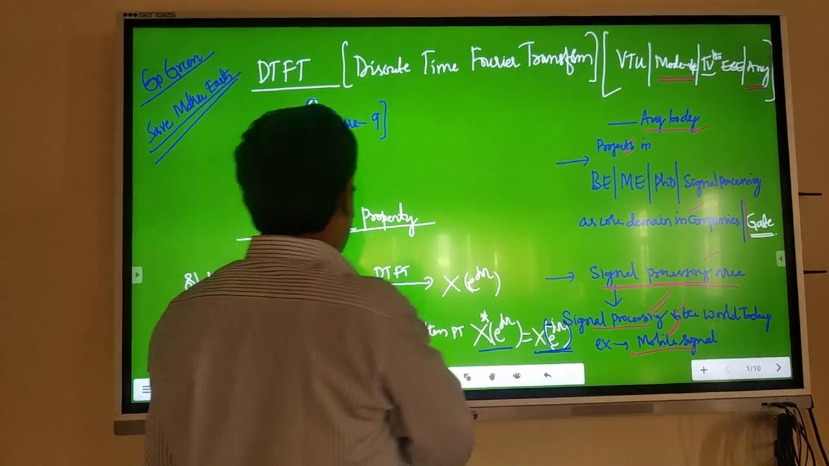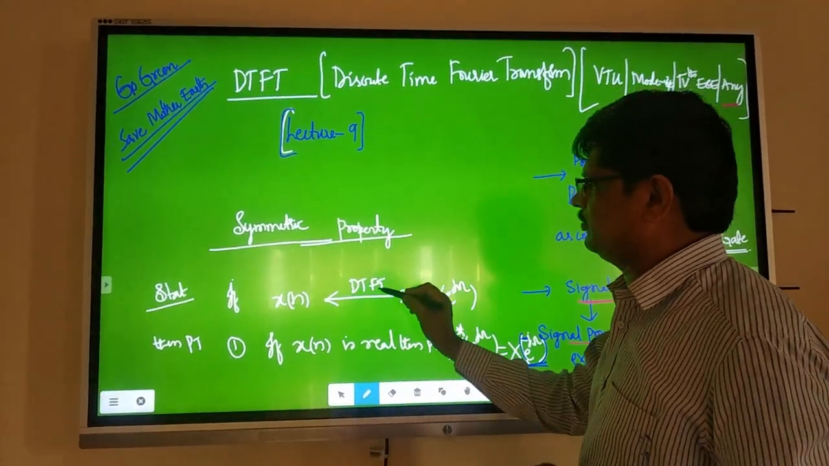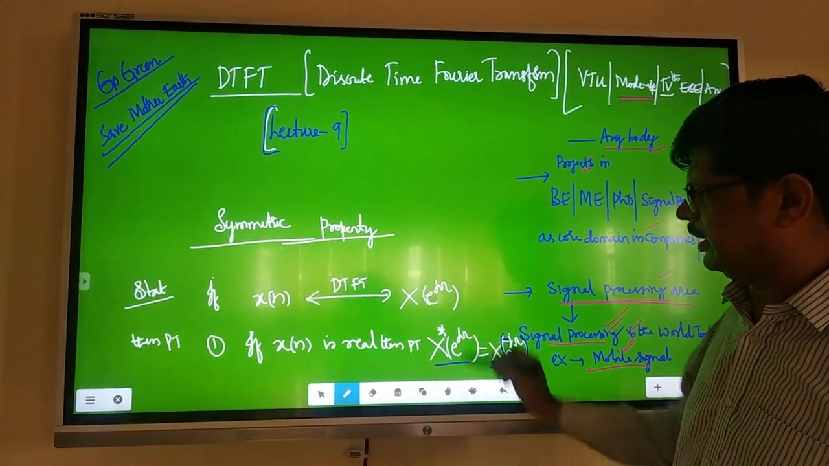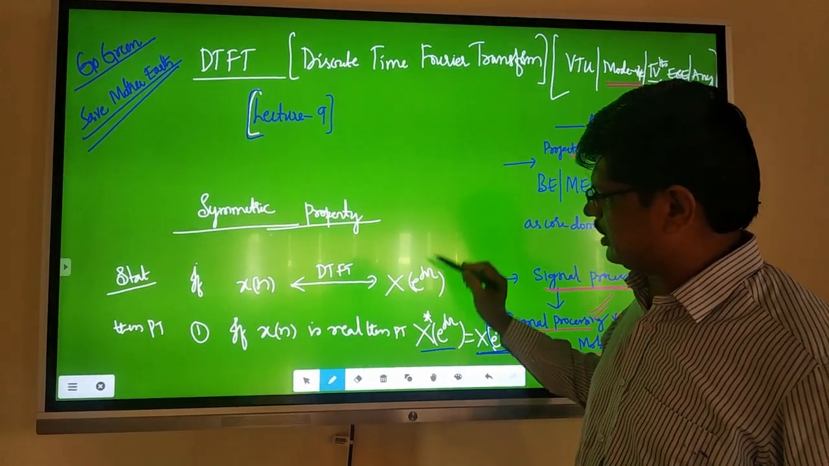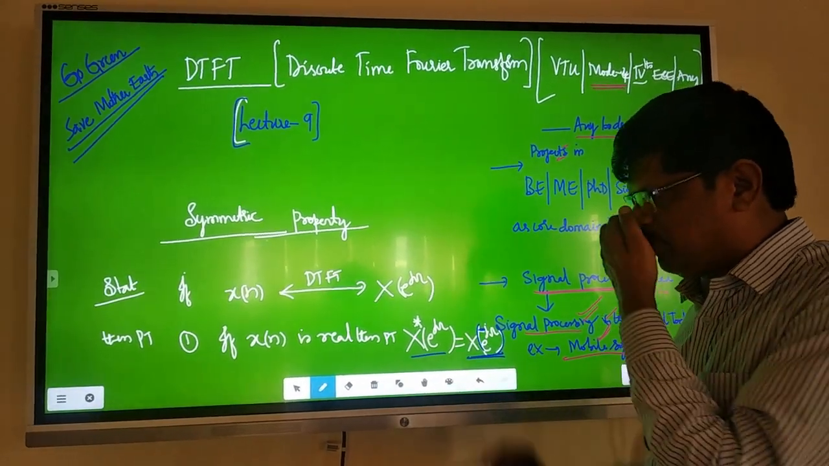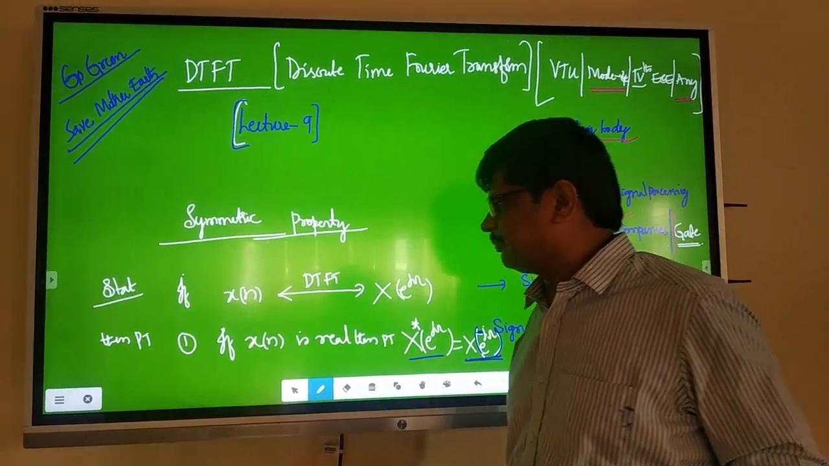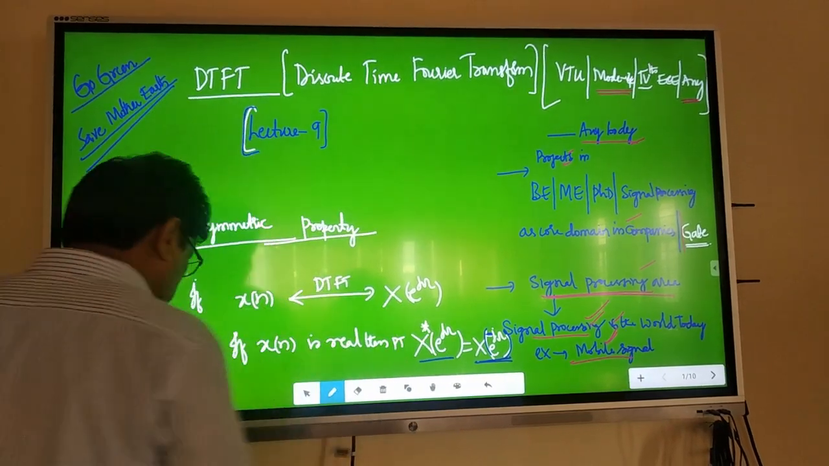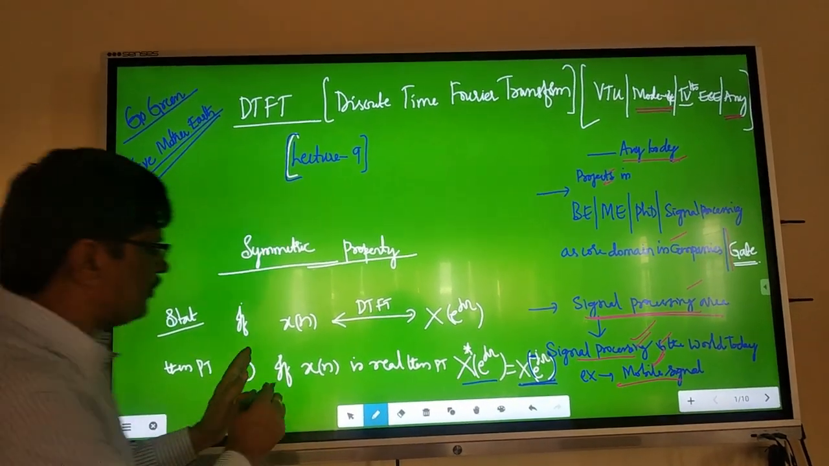If the DTFT of any signal x of n is written, you will get X of e power j omega. That is, the frequency domain representation of any signal x of n is given by X of e power j omega, and vice versa. Then prove this. Three things you have to prove.